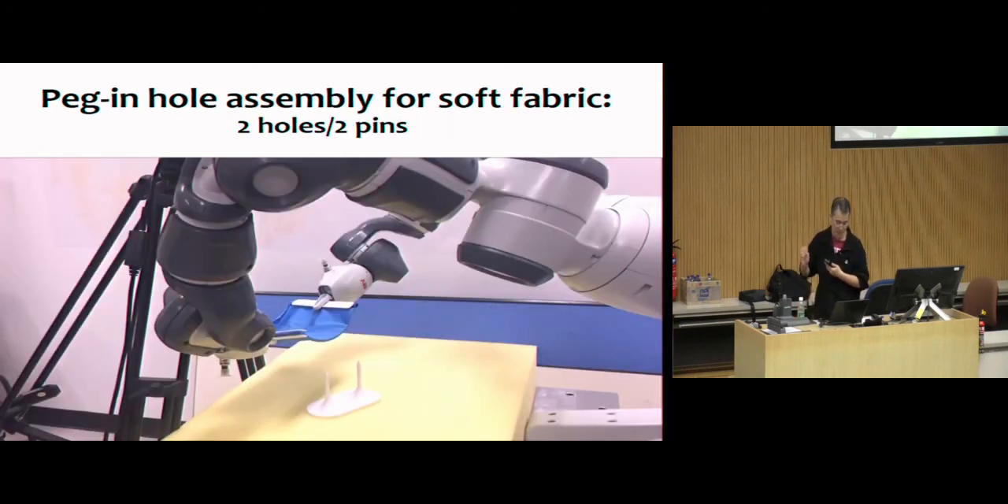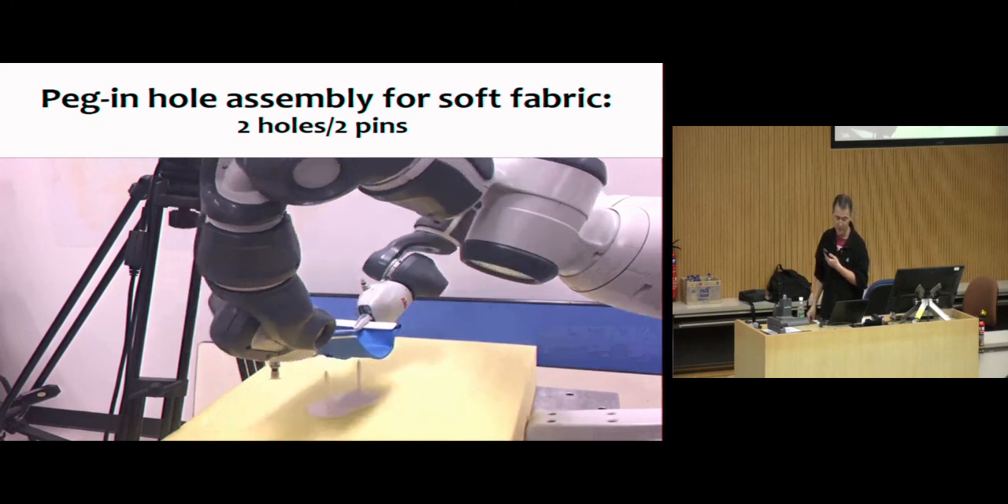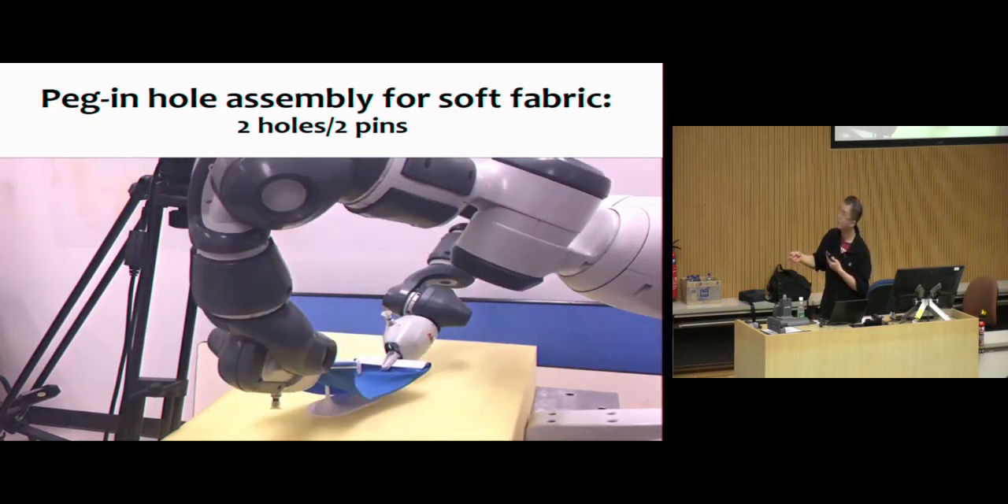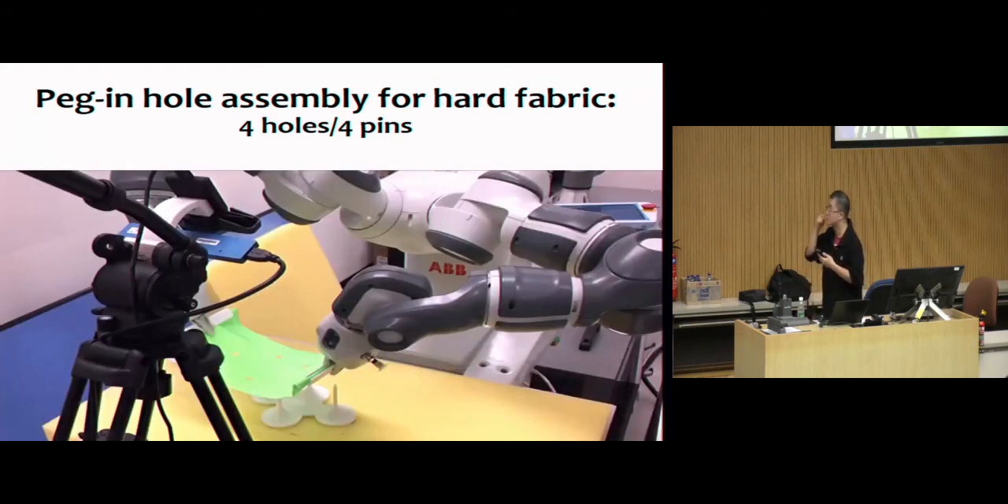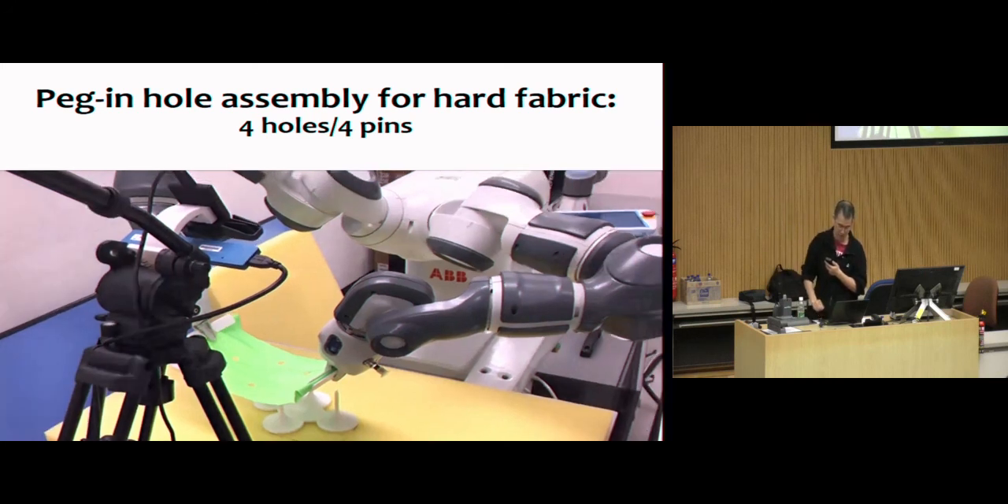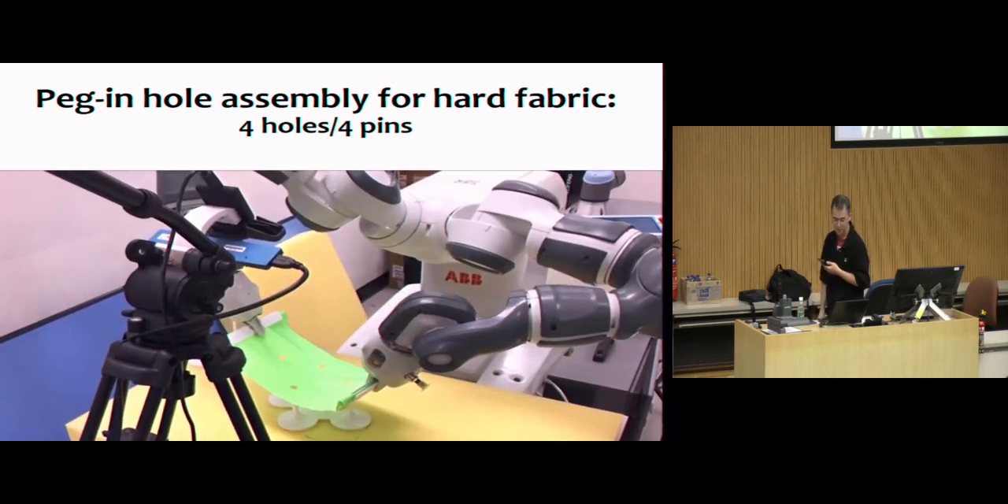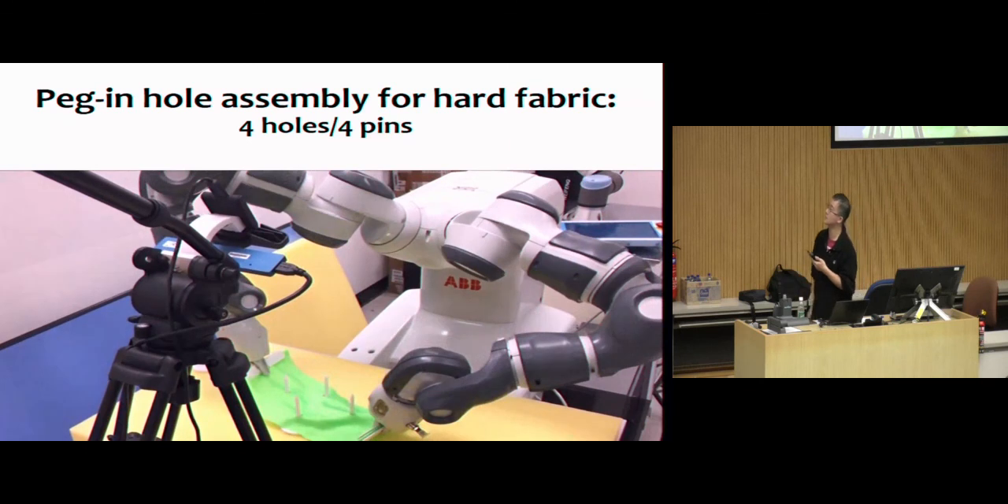Okay, let's see some results. So this is our original task. As you can see, I have the two holes, and also I have some material which is relatively soft, but the robot doesn't know. Okay, the robot will update the Jacobian online, and eventually it can finish this task. And then this is another task. So you have a relatively harder material. And also, as you can see, there are four holes on this fabric. As you can see, it can also do the same thing. So the success rate for this task is very high, almost 100%. We can always finish that.